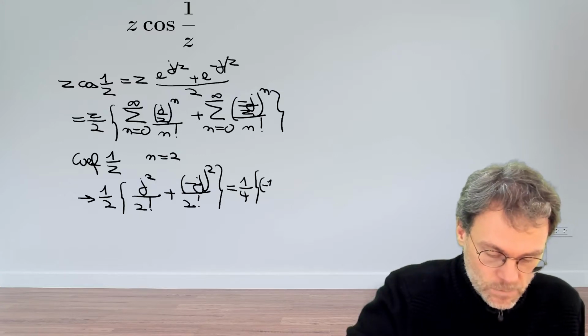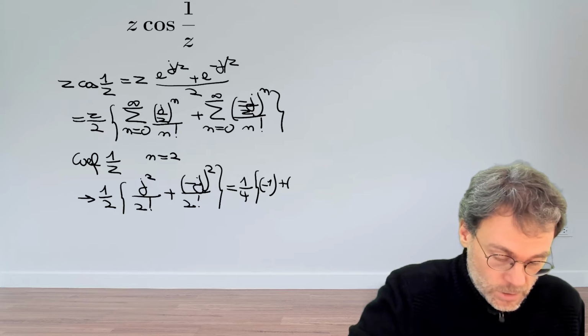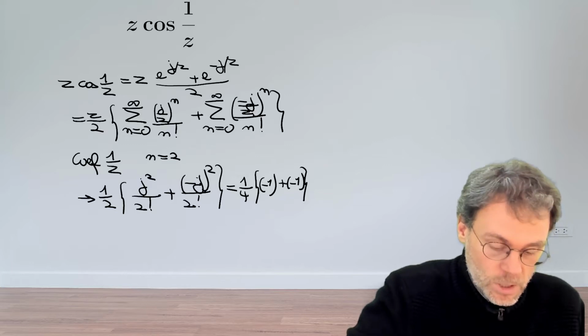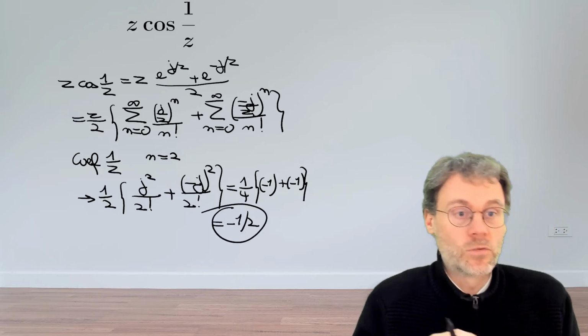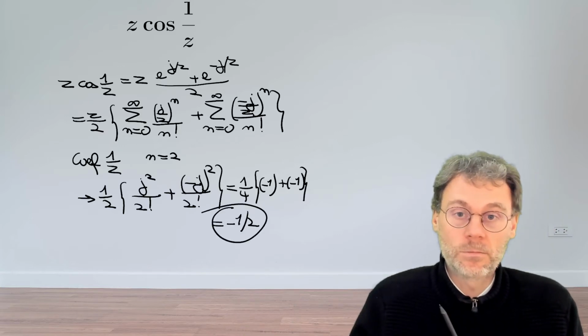j squared is minus 1, minus j squared is also minus 1. So at the end of the day, we end up with minus 1/2 as the residue at the origin for this particular function.